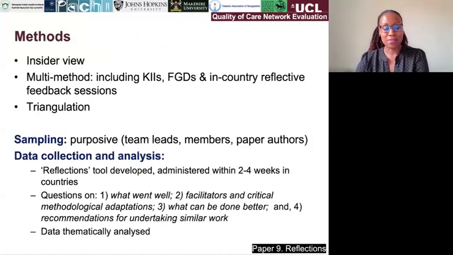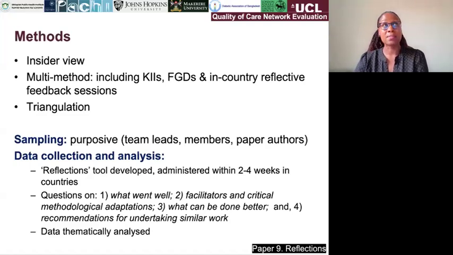So in terms of methods, we used a reflective methodological approach to draw lessons on our practice while evaluating the QCN. Our approach was multi-method, and we used triangulation across these different methods to augment the robustness of our work. We developed a reflections tool, which was used to guide the process. All of this happened within a period of 2 to 4 weeks across the different countries.